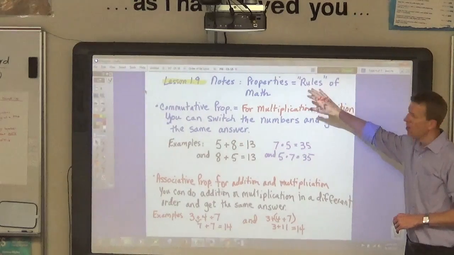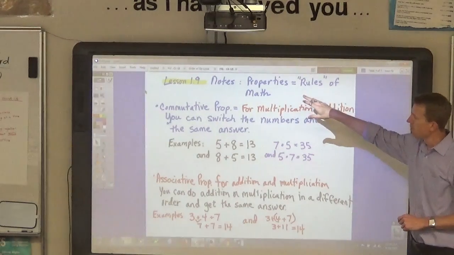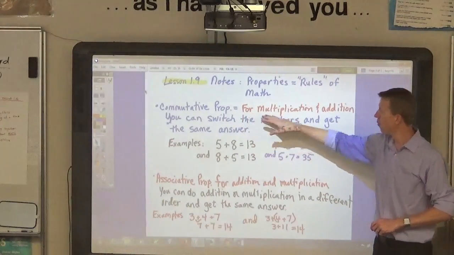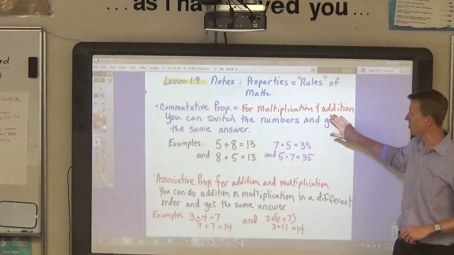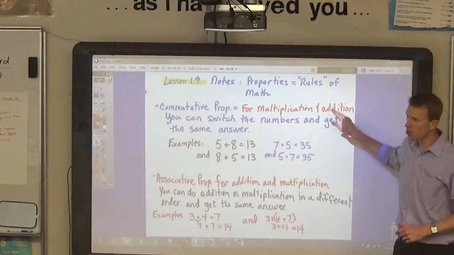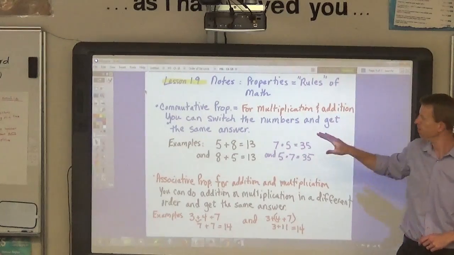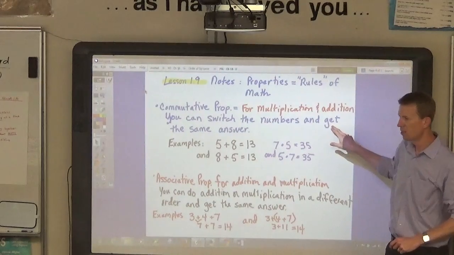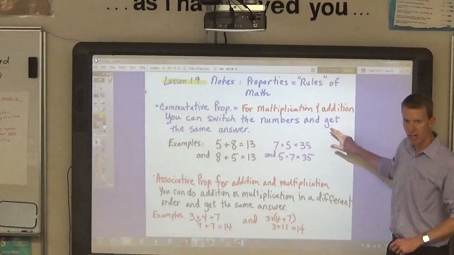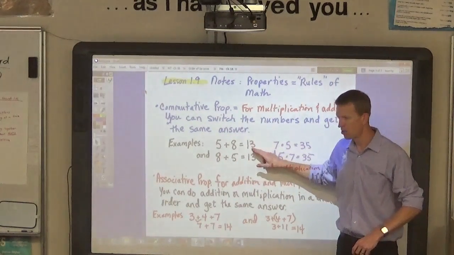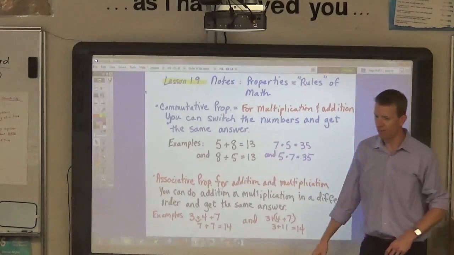Okay? So, look at this first one. This one's called the commutative property for multiplication or addition. Whenever you are doing multiplication or addition, you can use this rule to your advantage. The rule is that you can switch the order of the numbers and get the same answer. In other words, you can do 5 plus 8, which is 13, or you can do 8 plus 5 and get 13.